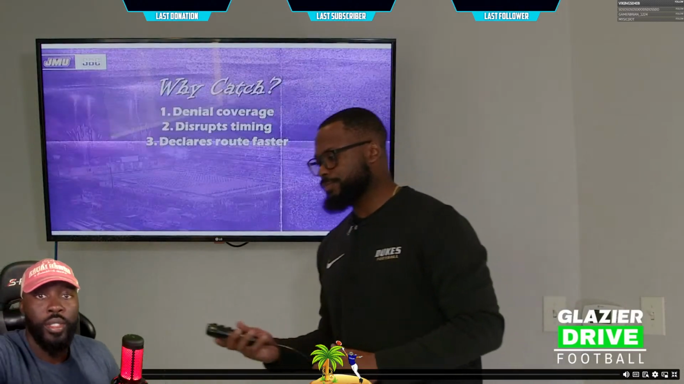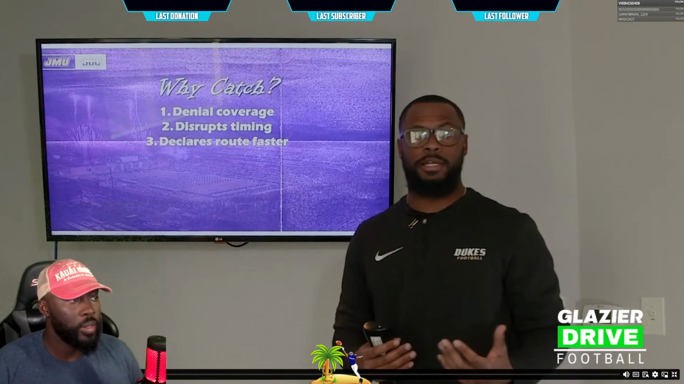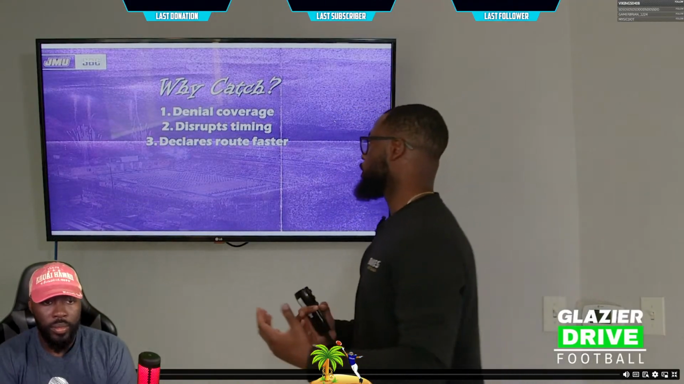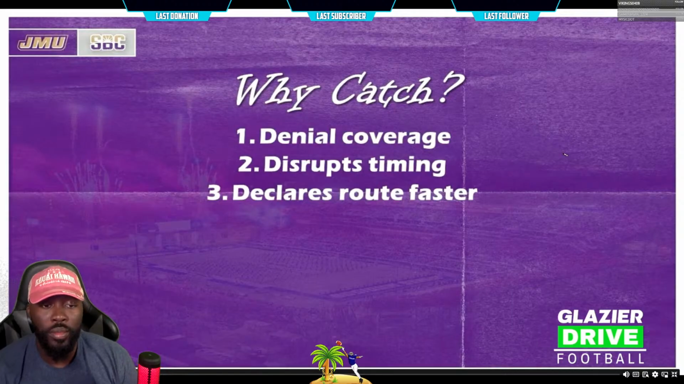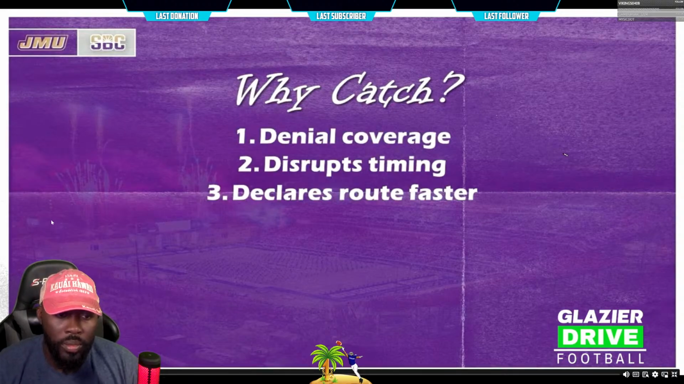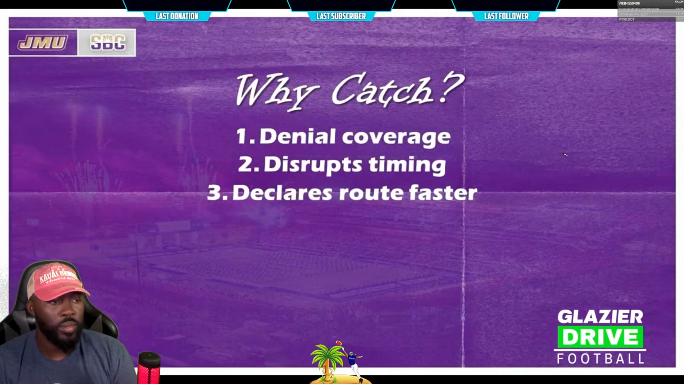All right, so we'll jump right into it. The first thing we like to do is talk about why we're running it. I think it has three main benefits. The first one is denial coverage. That's really big for us, to understand that we're getting tight windows and sticky coverage, and allowing our guys to play and compete. That's what our DBs like to do, that's what they want to do. So give them the opportunity to challenge these receivers.